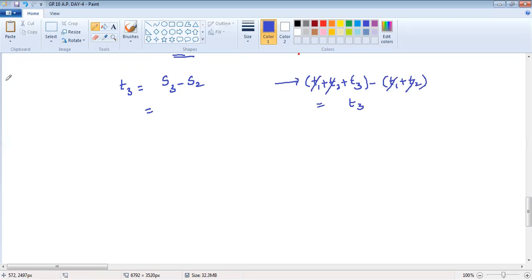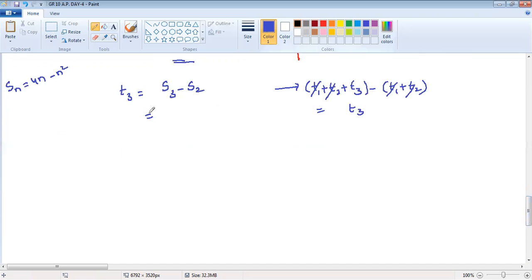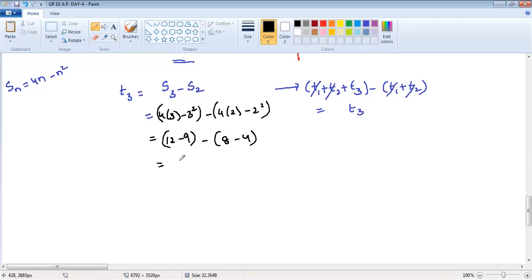First of all, Sn is given as 4n minus n square. So when you write S3: 4 into 3 minus 3 square, minus 4 into 2 minus 2 square. 4 into 3 is 12 minus 9, then 4 twos are 8 minus 4. So 12 minus 9 is 3, 3 minus 4 is minus 1. So T3 stands for minus 1.